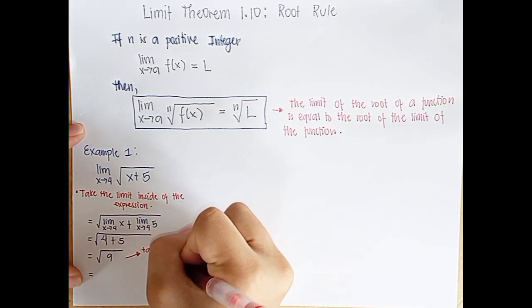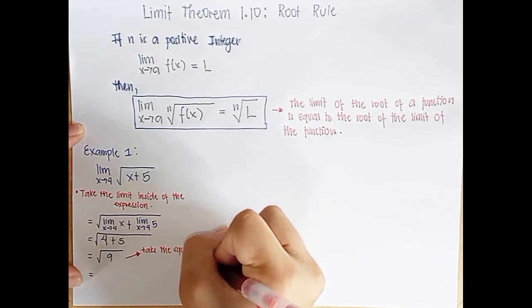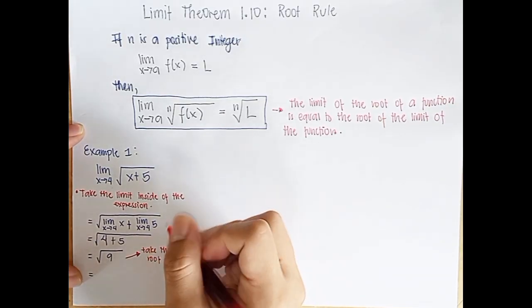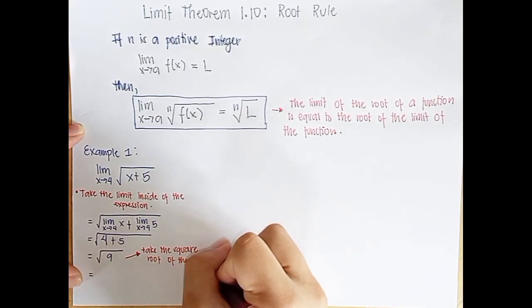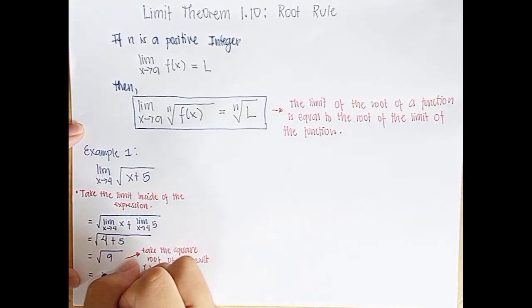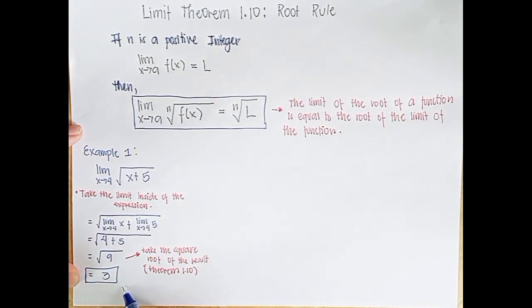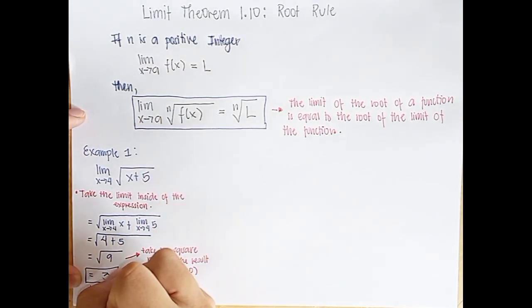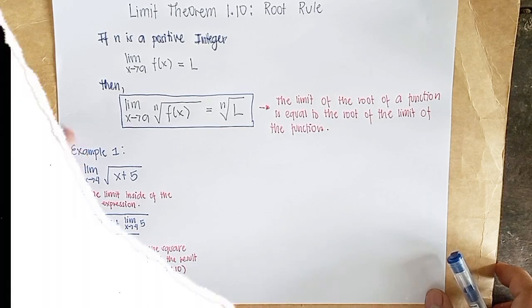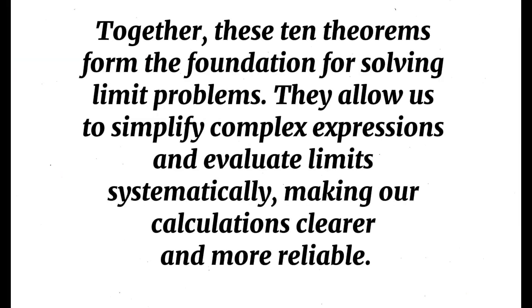So here we have to apply the limit theorem, which is the root rule. So we have to take the square root of 9. Since the square root of 9 is equal to 3, because 3 times 3 is 9. So therefore, the limit as x approaches 4 of the square root of x plus 5 is equal to 3. Together, these theorems form the foundation for solving limit problems. They allow us to simplify complex expressions and evaluate limits systematically, making our calculation clearer and more reliable.